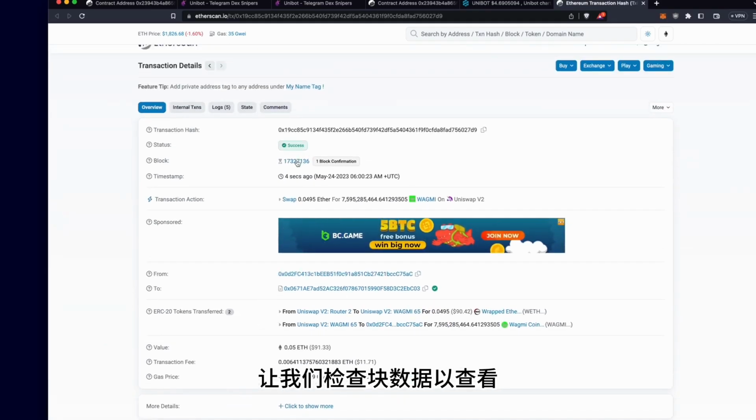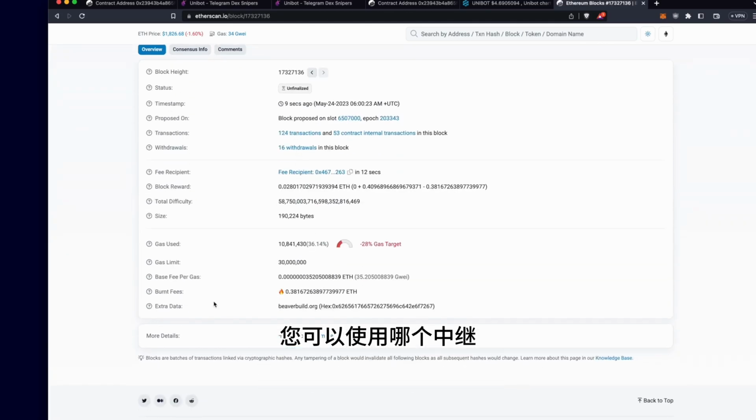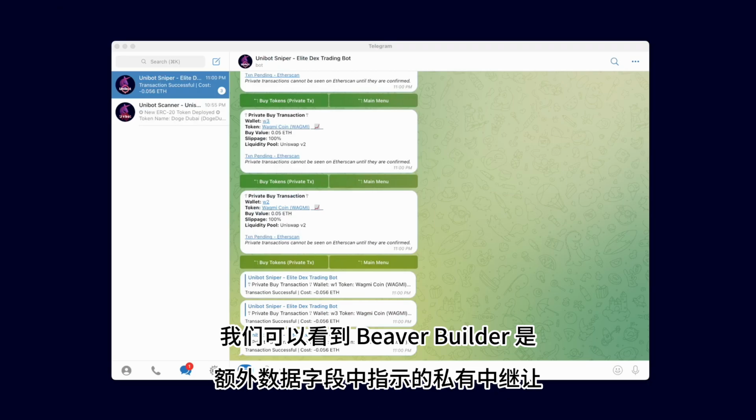Let's check the block data to see which relay this transaction used. You can find out by looking under either the fee recipient or the extra data. In this case, we see that Beaver Builder was the private relay, as indicated in the extra data field.